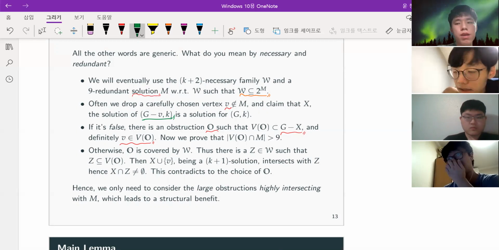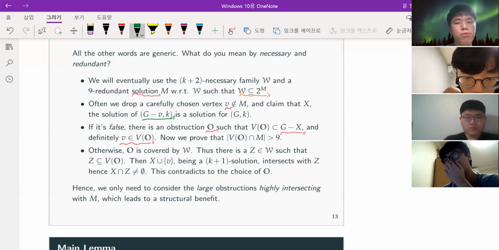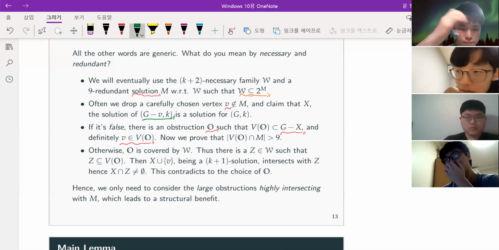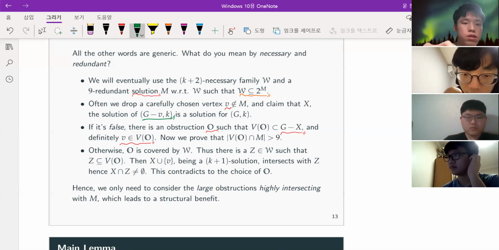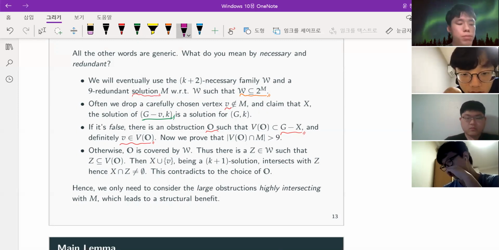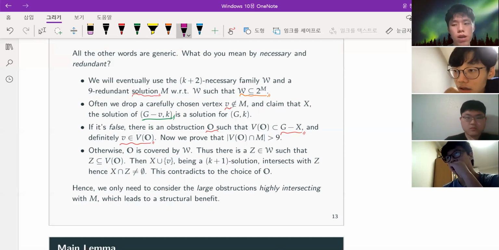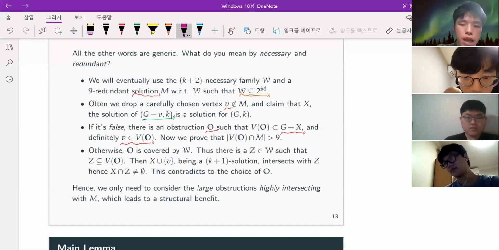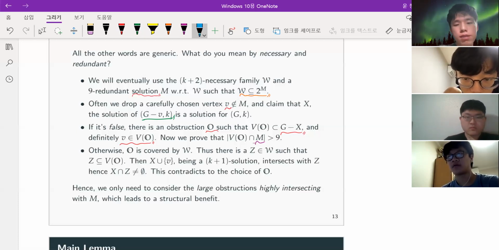So in that case we should not remove V, and we can deduce that V should belong to some obstruction O, and the obstruction O should intersect with M with very high intersection. The redundancy T means the size of intersection.